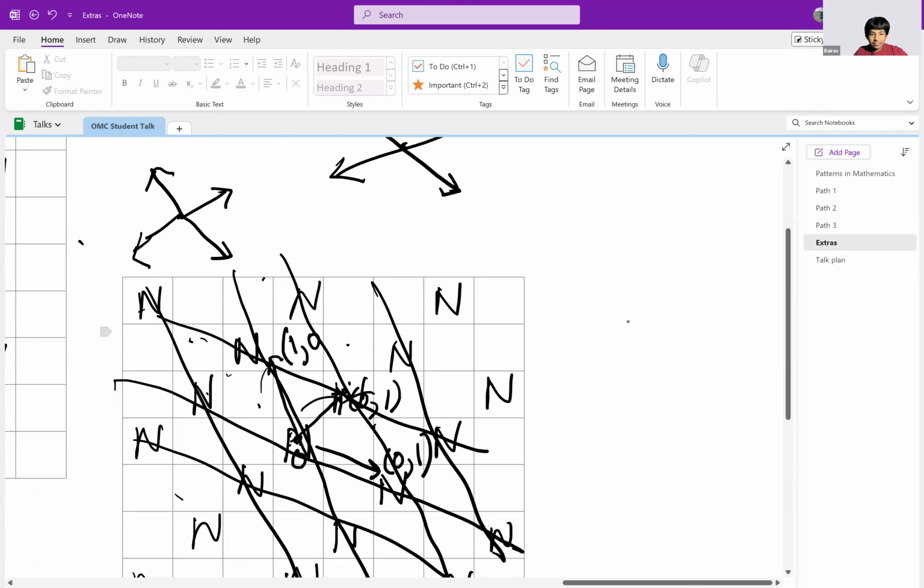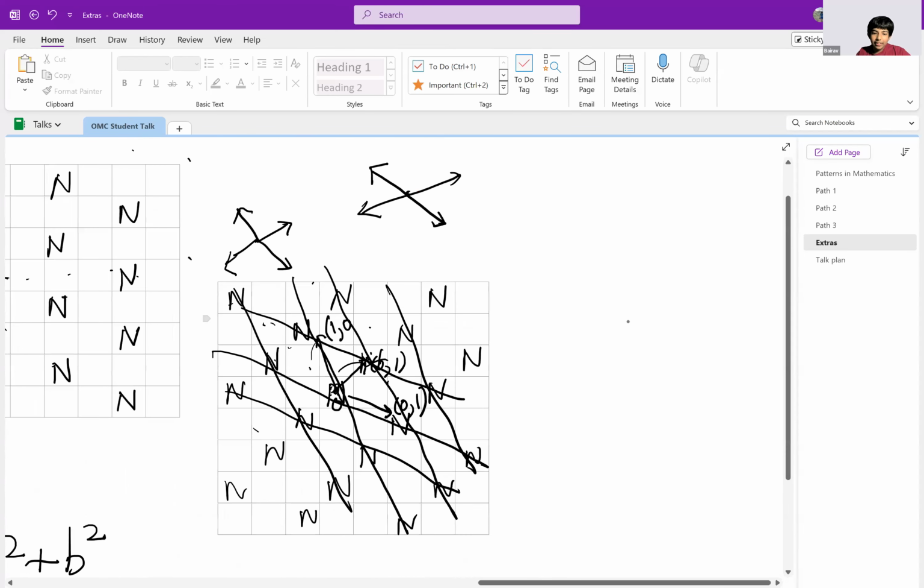Then, because it's a linear transformation of the original grid, in fact, this number that we are getting is in fact the determinant of the linear transformation.